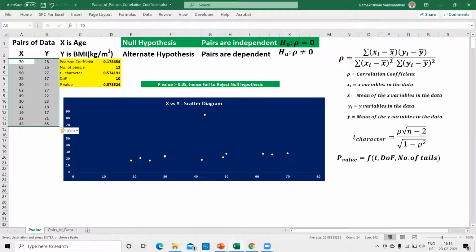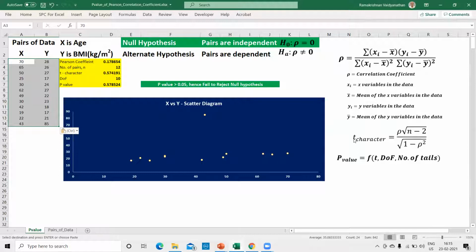Since it is very difficult to calculate manually, the PC will do this for us. All we need to do is paste the data here and we will get the Pearson coefficient. And the number of pairs is 12 here. And the T characteristic is from the T distribution. We are going to refer to it and find the p-value. The T characteristic value is obtained using this relation, where rho is the Pearson coefficient, n is the number of pairs, and rho is again the Pearson coefficient here.